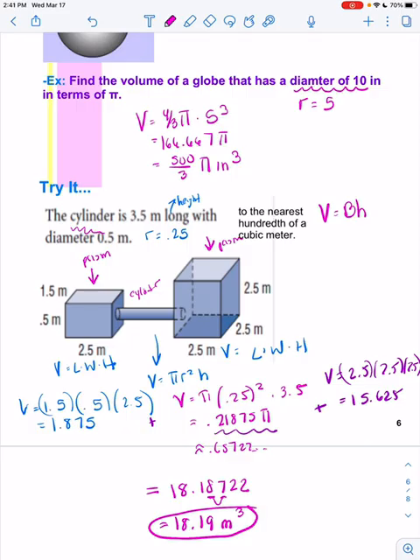So that's really it for volume. Obviously we can use more practice, but we'll get to do that later in the week. This is just a nice video to see all the different shapes that are out there and how to find the volume of them.